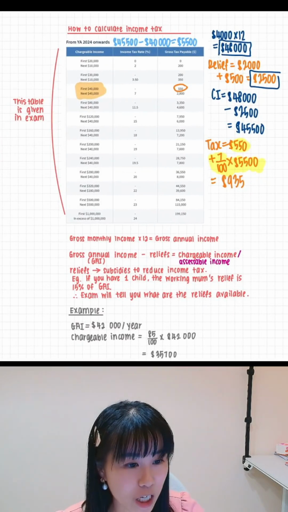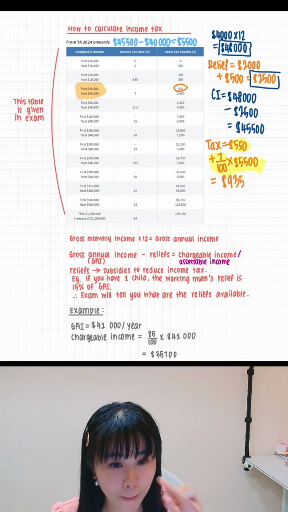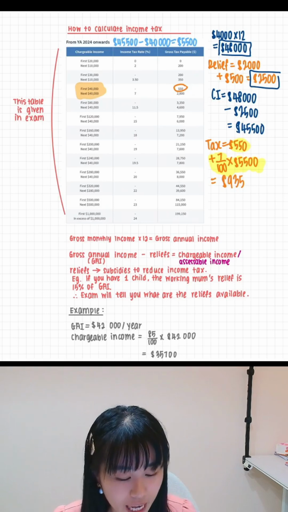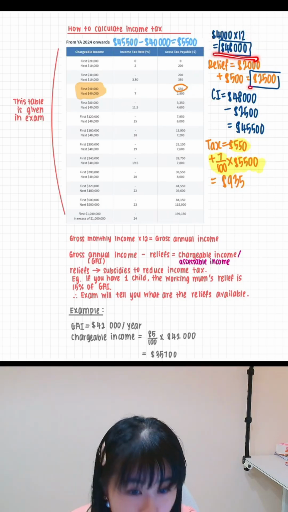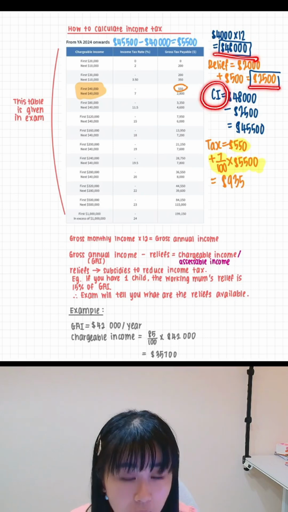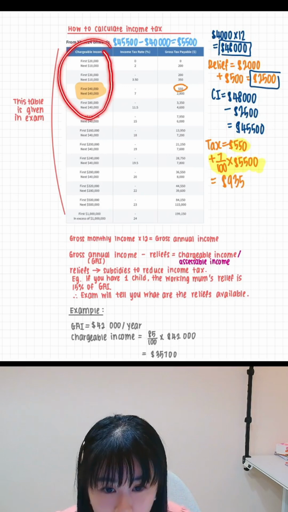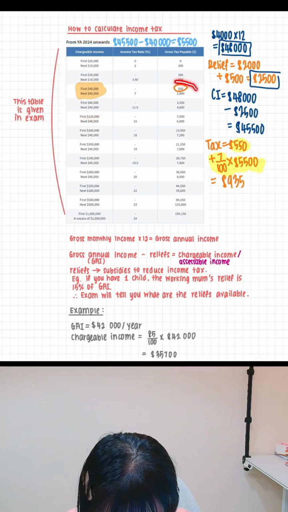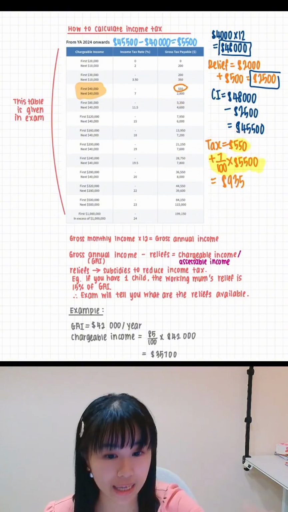Correct. Is chargeable income same as income tax? No. Chargeable income is the amount of money that you earn in total in a year minus the relief. This minus the relief, that's your chargeable income. Then based on your chargeable income, you must look at this part to actually calculate your income tax. Income tax then is the one that you're paying.